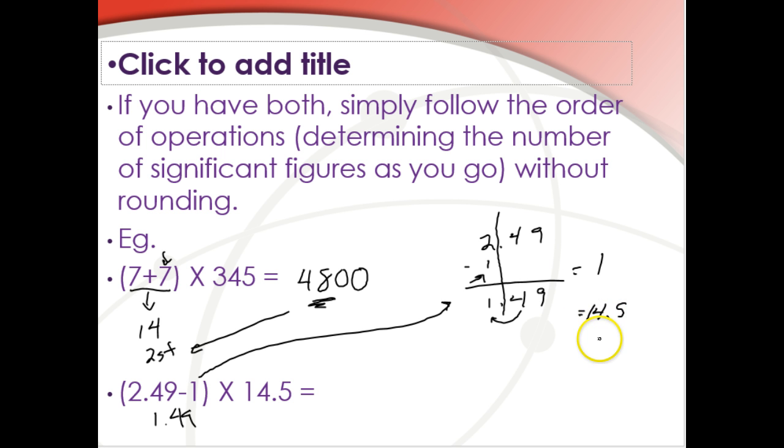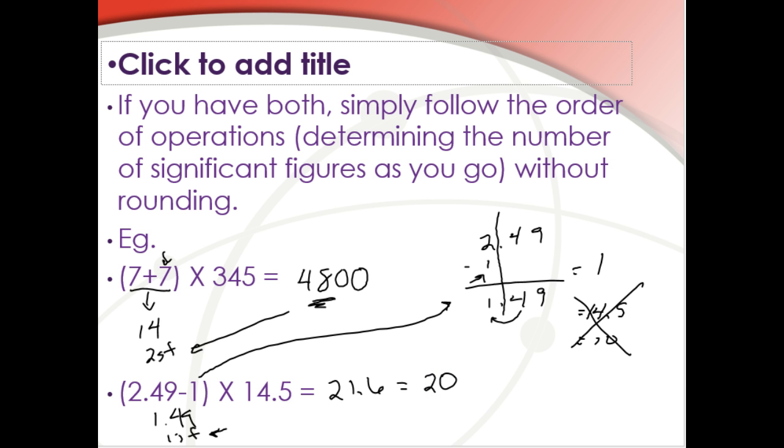Now, if we rounded to 1 and then multiplied by 14.5, we would get 14.5, which would round to one significant figure, which would be 10. But that's wrong. We don't want to do that. We don't want to round. Because if I don't round, and I say this should be one significant figure even though it's 1.49, and I multiply by 14.5, I get 21.6, which, to match my one significant figure from my subtraction, would be 20. Very weird thing.